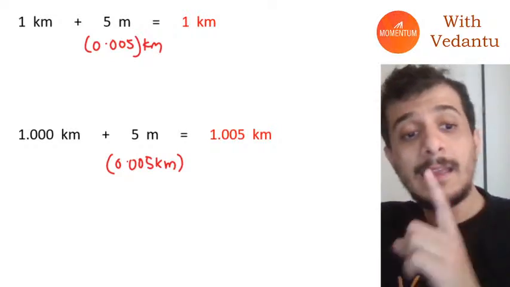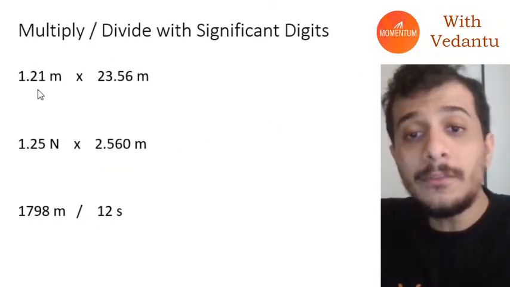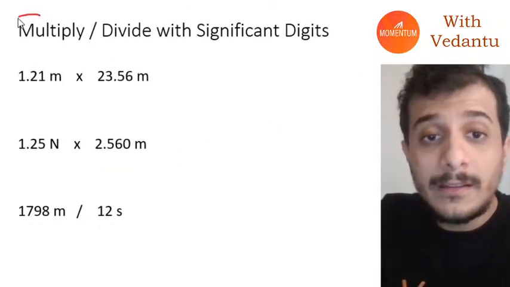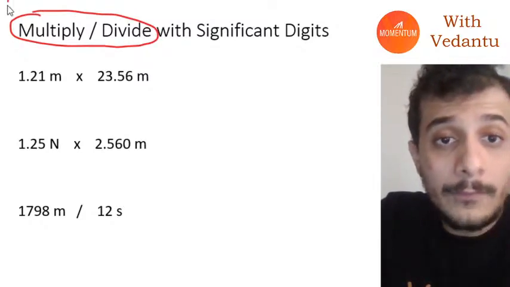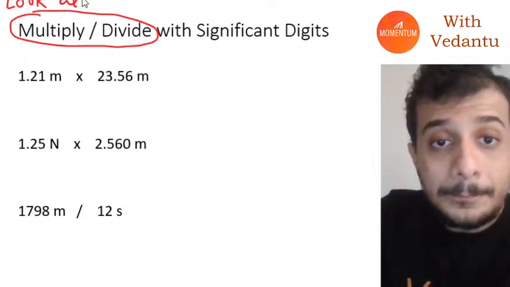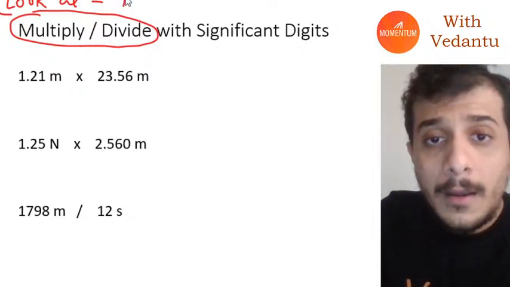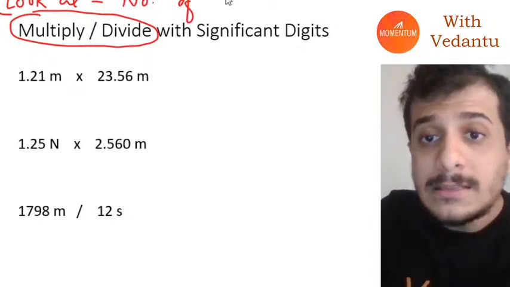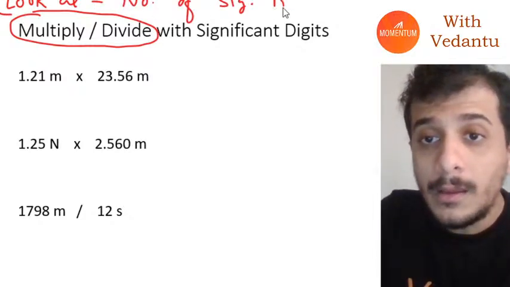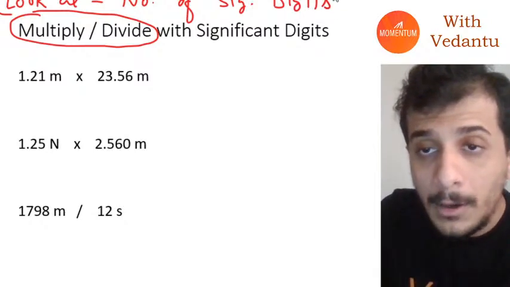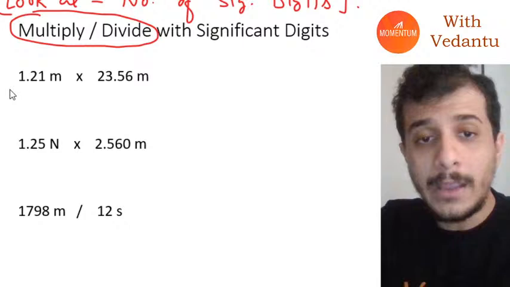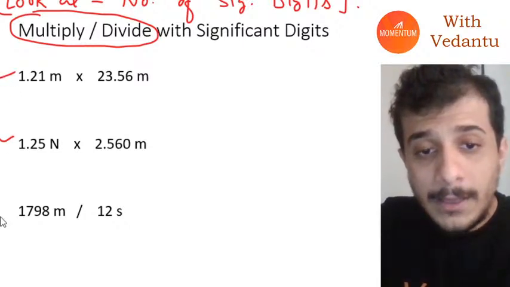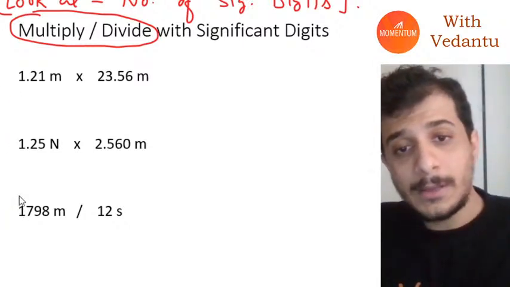Next is multiply or divide in the case of significant digits. Here you have to look at the number of significant digits. This one is simple. Let's say I have to multiply or divide.